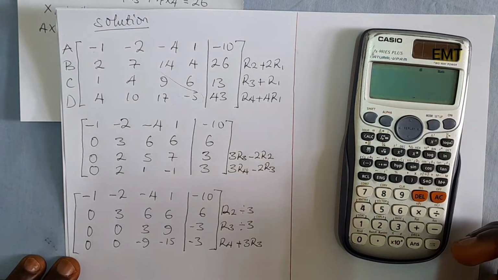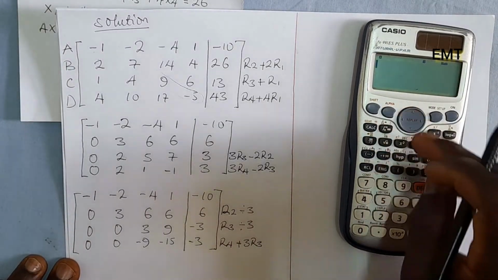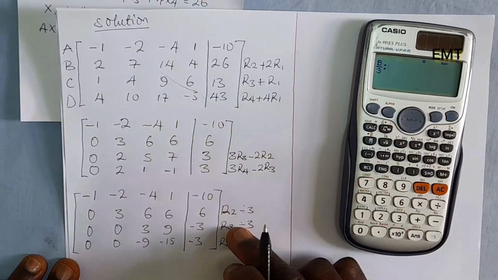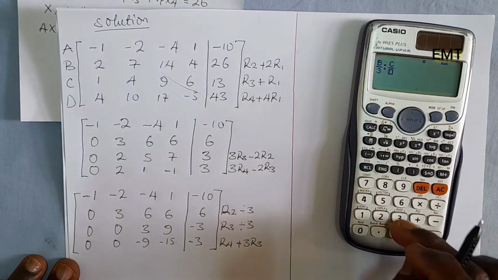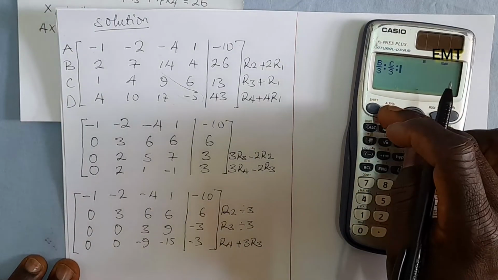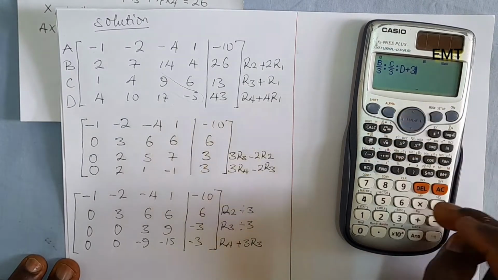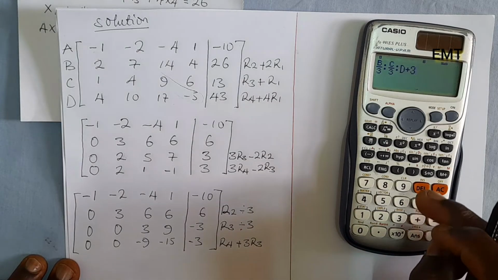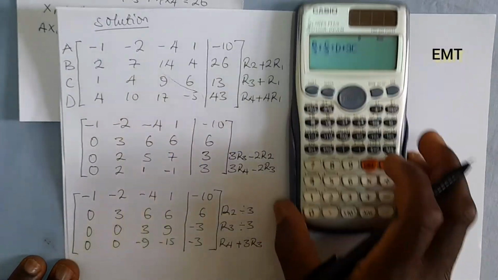We enter the operations in the calculator. We have B should be divided by 3. We are done with that. C should also be divided by 3. We are done also with that. And then for row 4 is D. We add it to 3, should be added to 3C. Now we write our matrix.